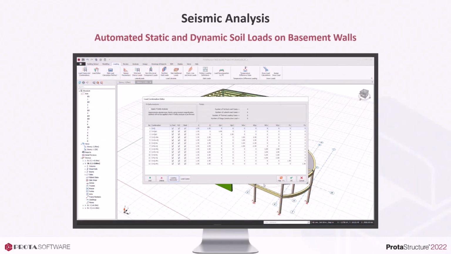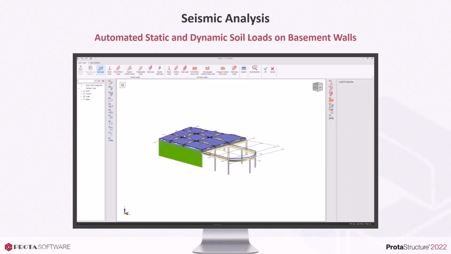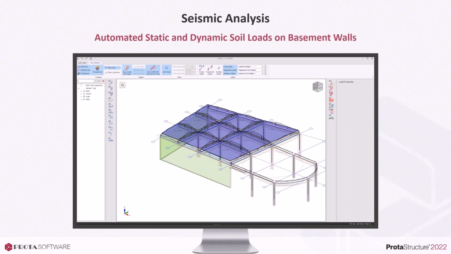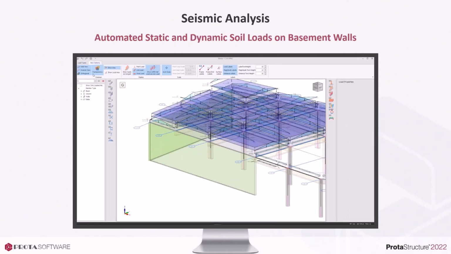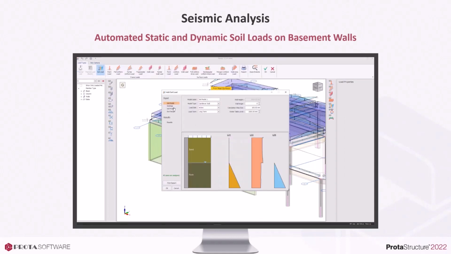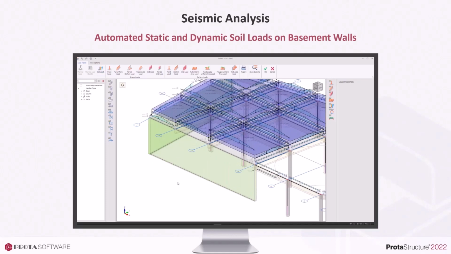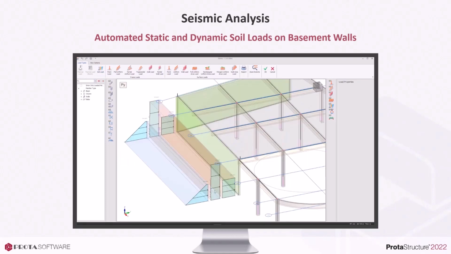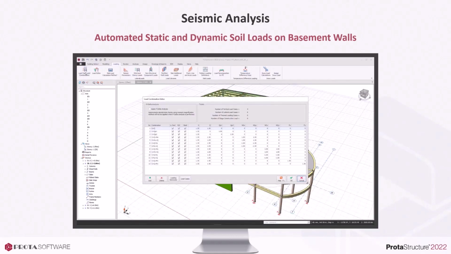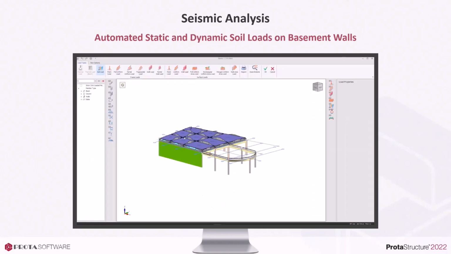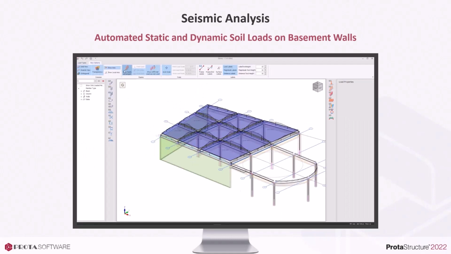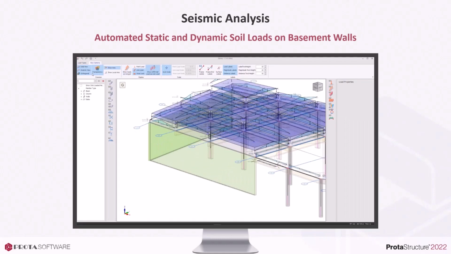I want to open a parenthesis here for the loading on the basement walls. An essential type of loading is the static and dynamic load of soils on basement walls and parts of the building that act as a soil retaining structure. ProtaStructure allows you to specify your soil profile, water table, and surcharge loads. Then, static and dynamic soil loads will be automatically calculated and assigned to shear walls and basement walls. You can do further editing on the calculated loads and even create a detailed report.